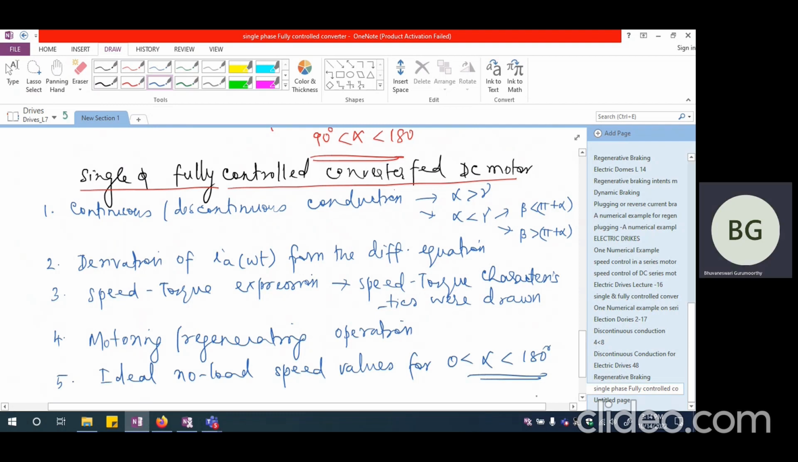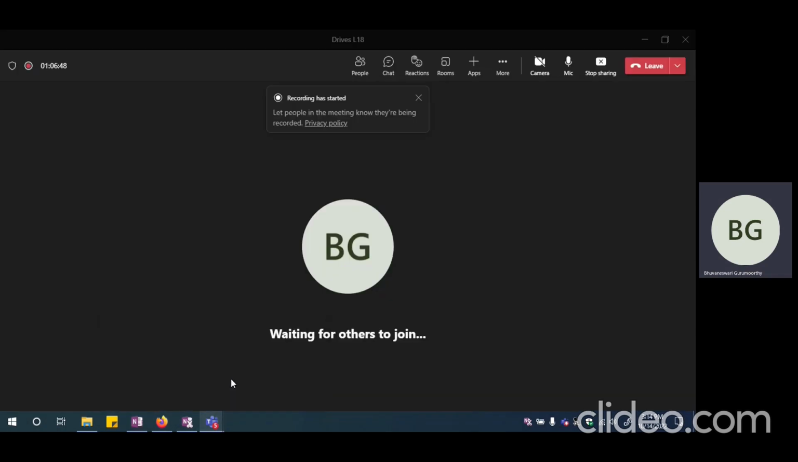Okay. So in the next class, we will try to work out a few problems on single phase fully controlled rectifier so that we understand the working of the entire drive for various ranges of speed and torque. We'll try to look at a discontinuous conduction case as well.